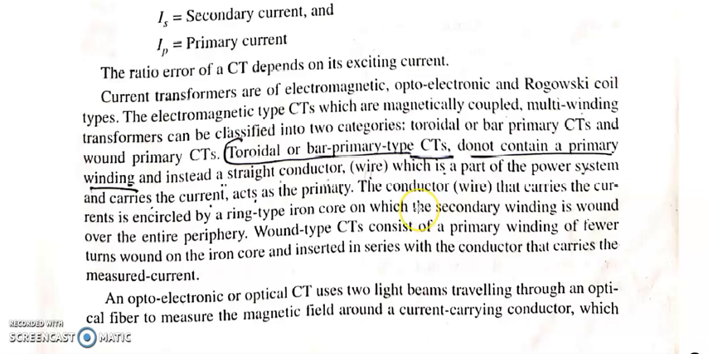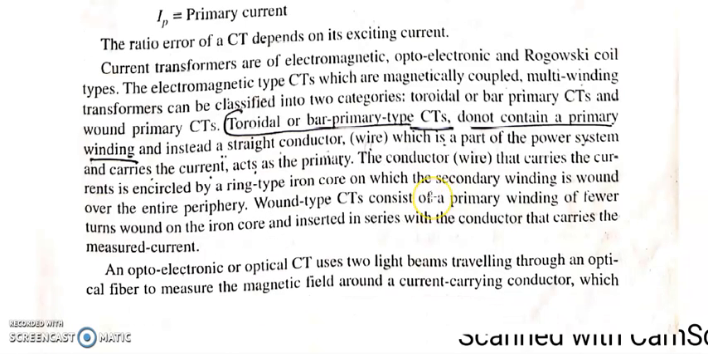So in the bar type, what specialties do we have, and what exactly does it look like? In terms of description we can understand this. Anyhow, we are going to learn about more such things in detail in coming classes. As of now, we are going to take a little knowledge of these current transformers. The bar type, the first one of the electromagnetic CT, does not have any primary winding. Instead of a primary winding, it has a straight conductor wire, which carries the primary current. That you need to remember.